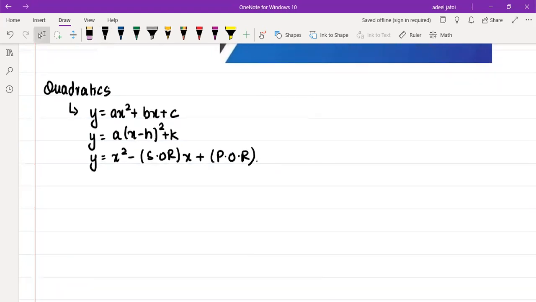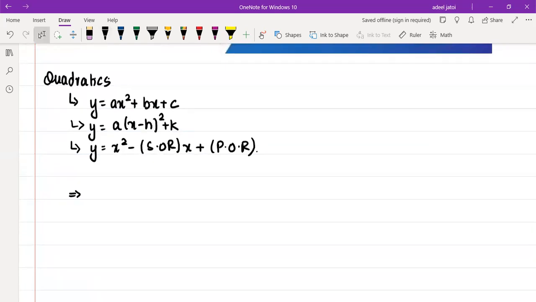Now, normally, sum of roots and product of roots of quadratics is tested in A2 math. But these are the three forms of quadratic equations that you can be tested on in the entire syllabus of A-level mathematics. Let's just start off with the example of sum of roots and product of roots, a slightly quicker example.